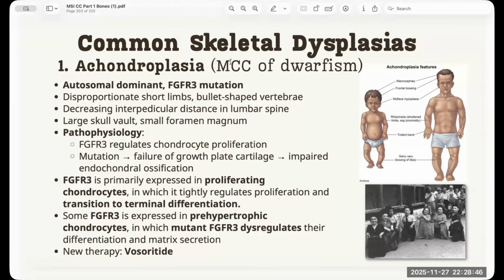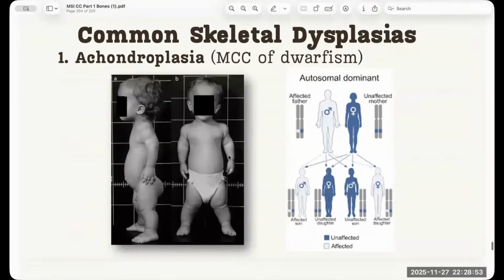Okay, this is what we like. It's the most common cause of dwarfism. Okay. Here are some other pictures showing the stature of the kids, and it's autosomal dominant, okay?